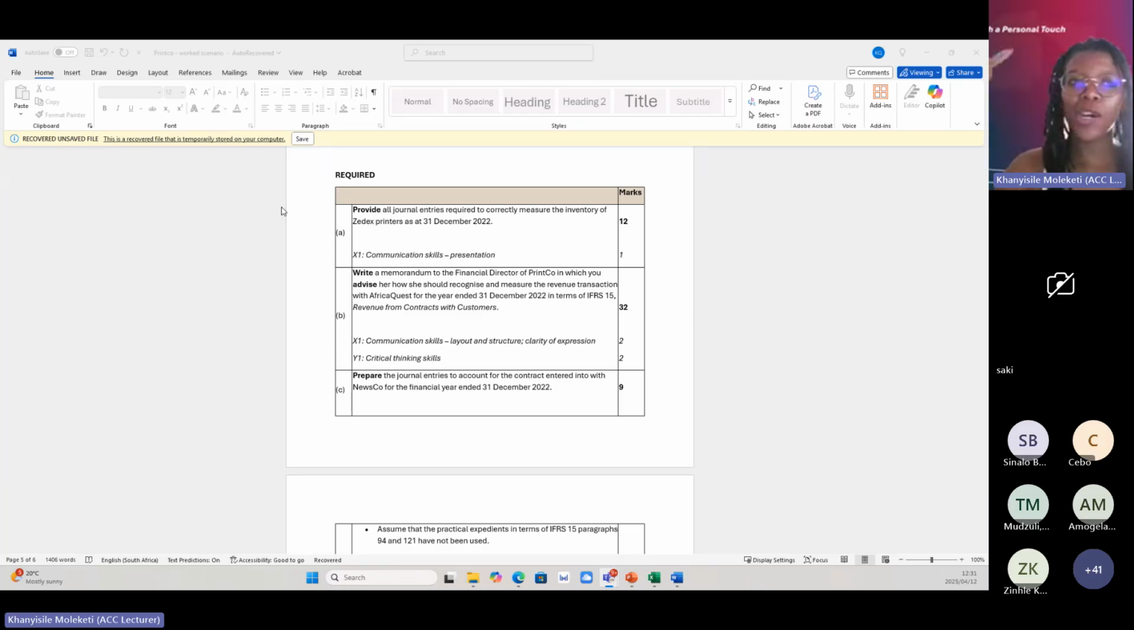Which standard am I in? Which part of the question am I in? What is the doing word? Am I discussing? Am I preparing journals? Are there any exclusions? Are there any additions? Make sure this is all clear to you before you even attempt.